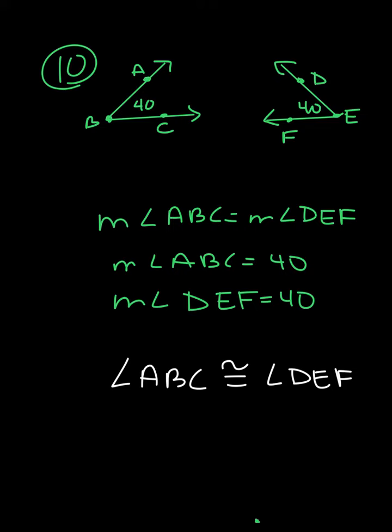In number 10, we're just working on some notation. It's always a good reminder to do this every now and then. So if I'm looking at number 10, I have angle ABC and angle DEF are both equal to 40. So I can say that those angles are equal because they're both equal to 40. When I do that, I have to put that M in front because I have an equal sign. I can also say the measure of angle ABC is equal to 40 and the measure of angle DEF is equal to 40. So again, whenever I have that equal sign, I'm going to use the M in front.